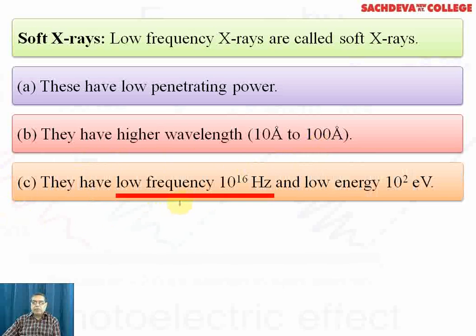They have low frequency, basically from 10 to the power 18 hertz, because the maximum can go up to 10 to the power 19, and the energy is also less. However, the energy of an X-ray photon is calculated by using the equation E is equal to h nu or hc over lambda. From that calculation, it comes to be nearly 100 electron volts or 10 to the power 2 electron volts.